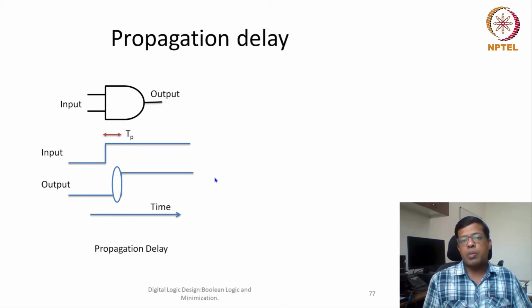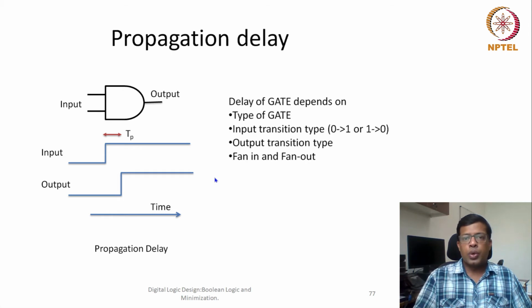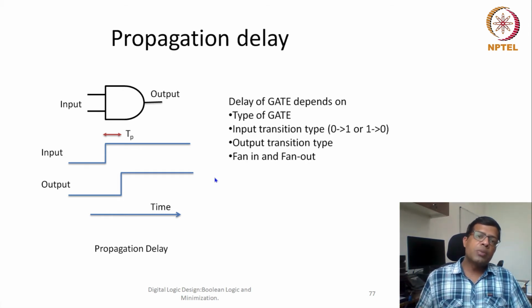Similarly, we can define the propagation delay of a combination of gates. Overall, as we have seen in the previous slide, propagation delay depends on the type of gate, whether it's an AND gate, OR gate, XOR gate, NAND gate, or NOR gate. The type of gate would certainly define the propagation delay, partly because it also depends on your truth table.